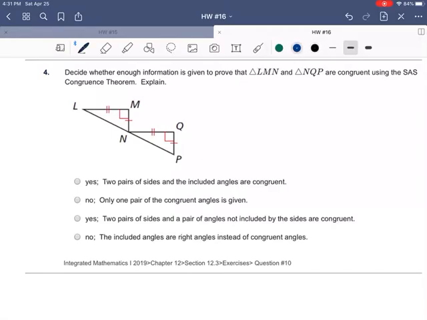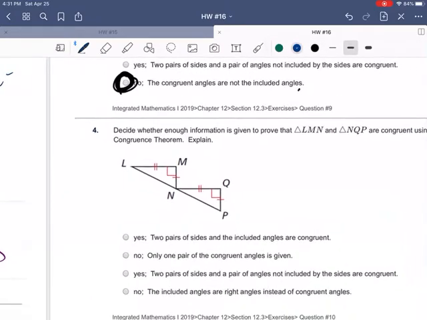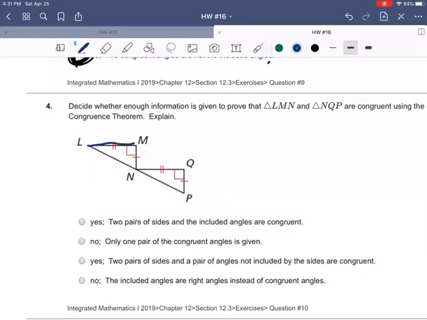Decide whether enough information is given to say that LMN and NQP are congruent using side, angle, side. Well, let's look. The blue one has side, angle, side, where the angle is in between the two sides. The green one is side, angle, side. So yes, two pairs of sides and the included angles are congruent.